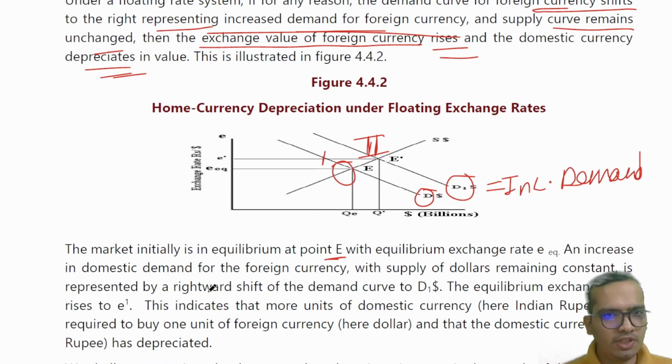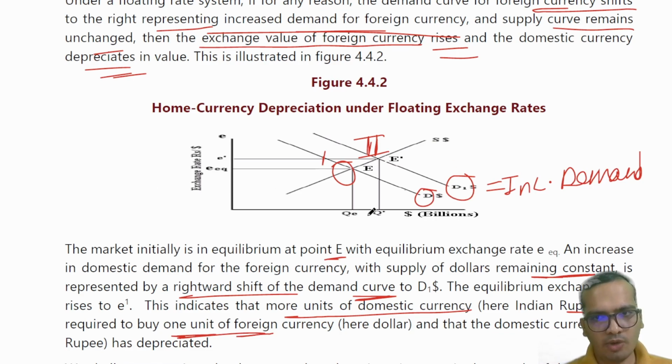An increase in domestic demand for the foreign currency with supply of dollars remaining constant, जबकि सप्लाई सेम ही है, सिर्फ डिमांड बढ़ गया है. सो इज रिप्रेजेंटेड बाय राइटवर्ड शिफ्ट इन ऑफ द डिमांड कर्व. The equilibrium exchange rate rises, जो E से E1 पे गया, फिर एक्सचेंज रेट भी बढ़ गया. This indicates that more units of domestic currency, here rupees, are required to buy 1 unit of foreign currency. सप्लाई उतना ही है, डिमांड बढ़ गया है तो प्राइस बढ़ेगा.